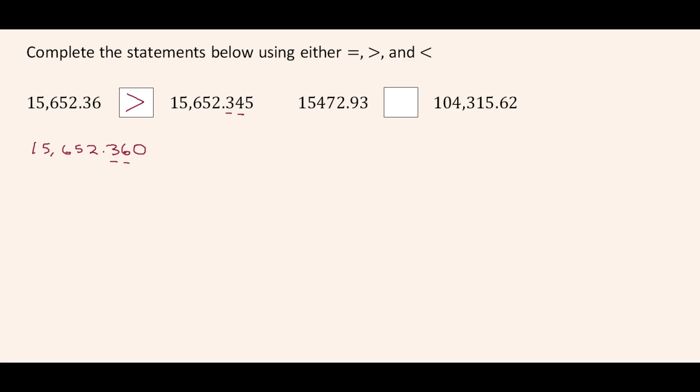Now we have this number, we have 5 digits before the decimal on the left hand side, and then 6 digits before the decimal on the right hand side. So I'm going to rewrite the number on the left hand side to 0,15472.93, and I'm going to compare 0 with 1, and 1 is larger, so my alligator's mouth is going to open up to it.